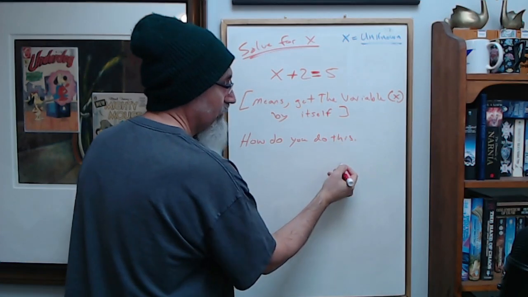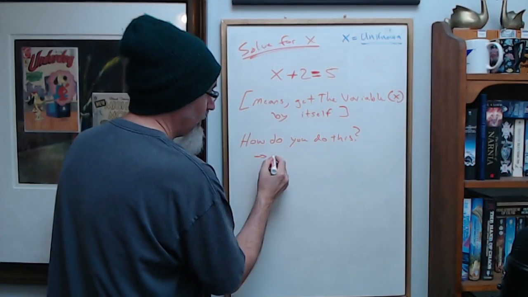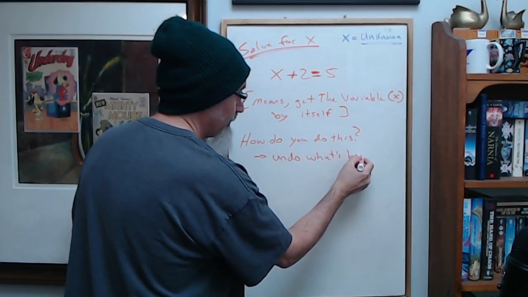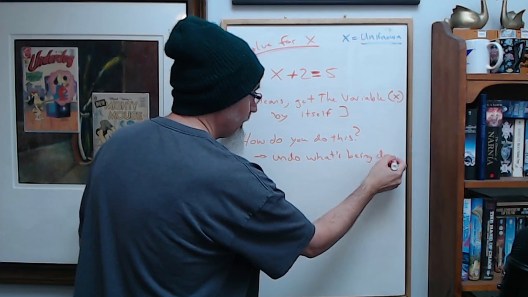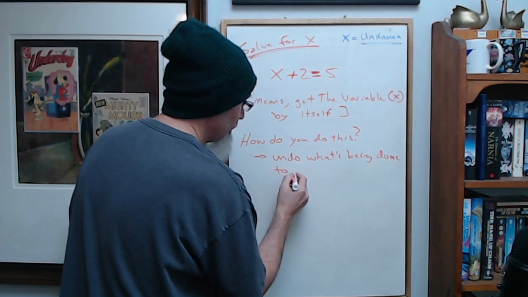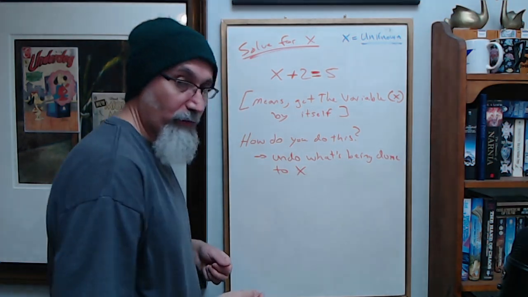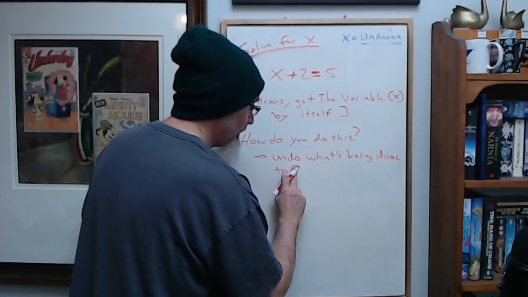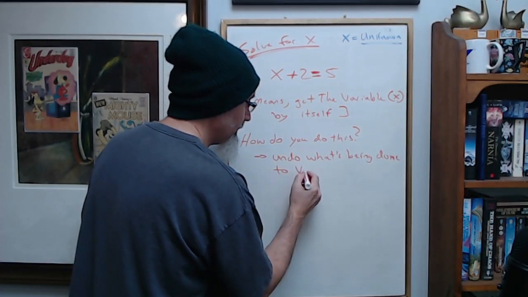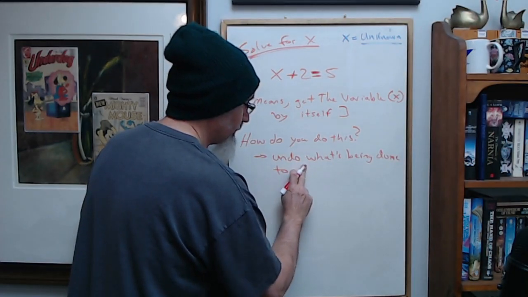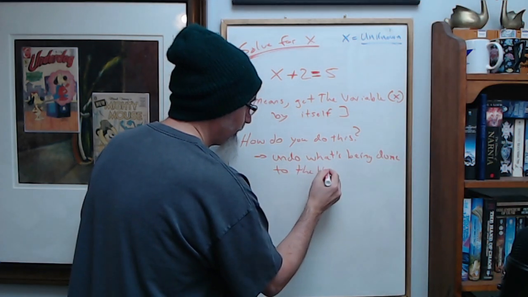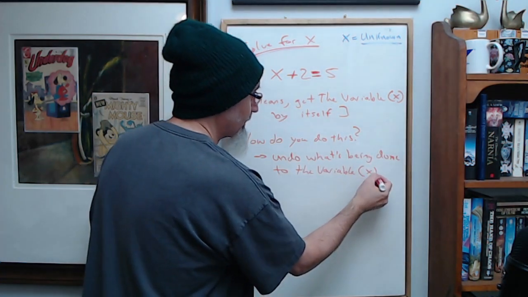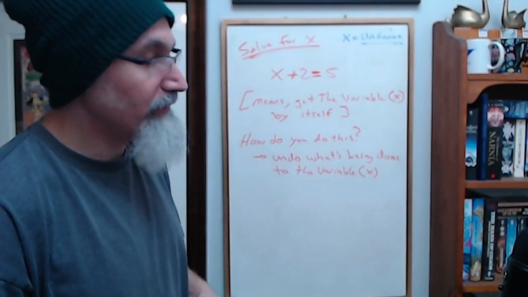How do you do this? The answer? Undo what's being done to x, or the variable. So let's stay consistent: undo what's being done to the variable, which in this case is x.